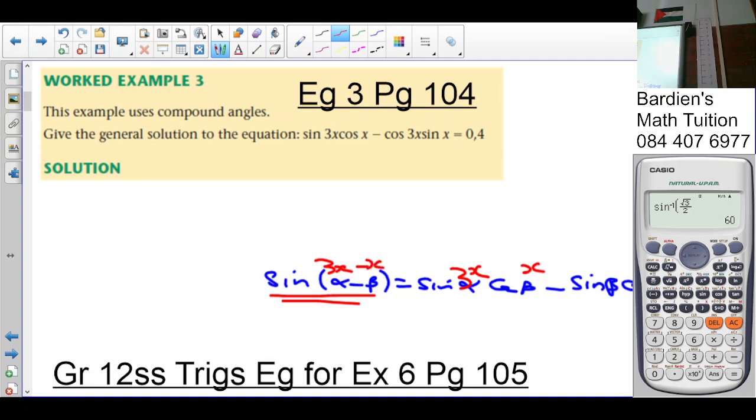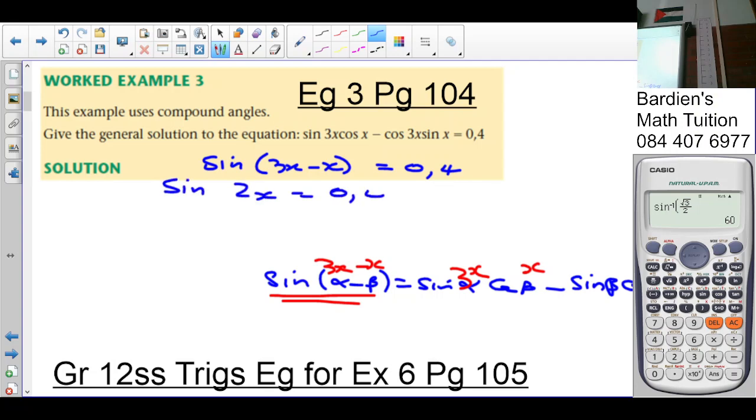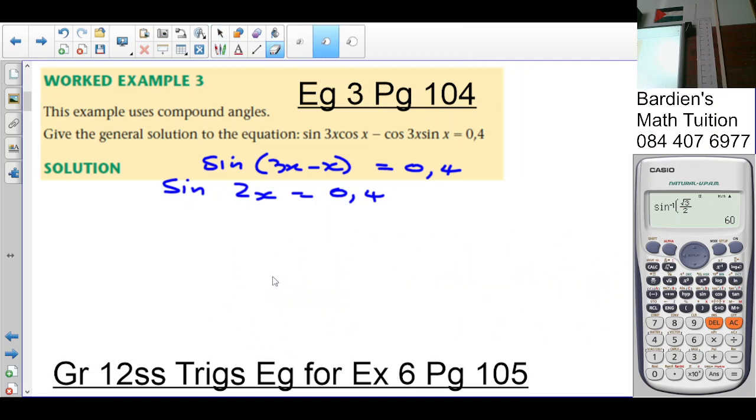Can you guys see that, people? So that's going to give us sine of 3x minus x is equal to 0,4. If you work in reverse now. Okay? So what's 3x minus x? 2x. So sine 2x is equal to 0,4. So what do we do now? We work out the reference angle.